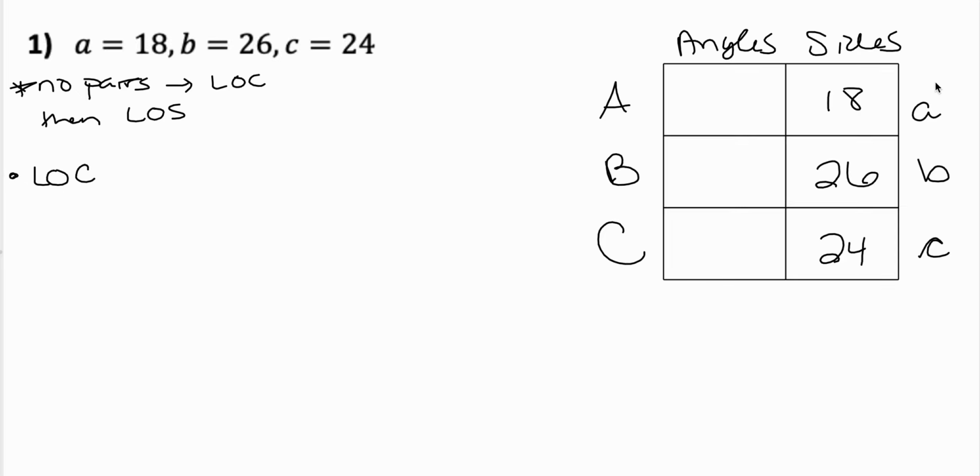we use the smallest number. We always start with the smallest number, so that's little a. So we're going to deal with little a. That means we're going to find big A. We're going to find the angle. We're going to find angle A.